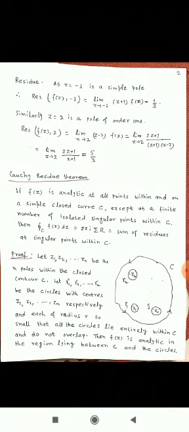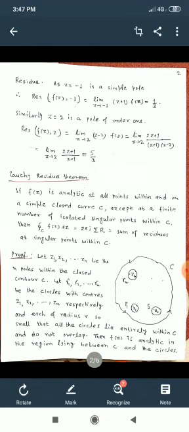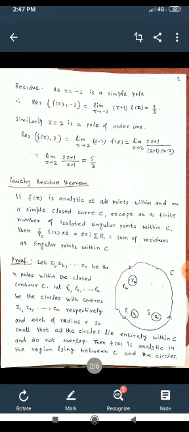So the residue of f(z) at z = 2 is equal to the limit as z tends to 2 of (z - 2) f(z), which is equal to the limit as z tends to 2 of (2z + 1) upon (z + 1)(z - 2). So this is equal to the limit as z tends to 2 of (2z + 1) upon (z + 1), which is equal to 5 by 3. So the next important theorem is the Cauchy residue theorem.